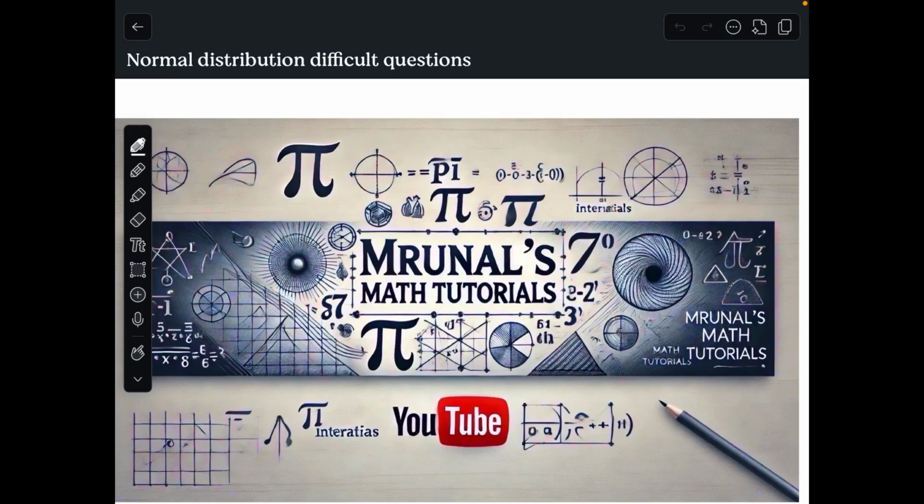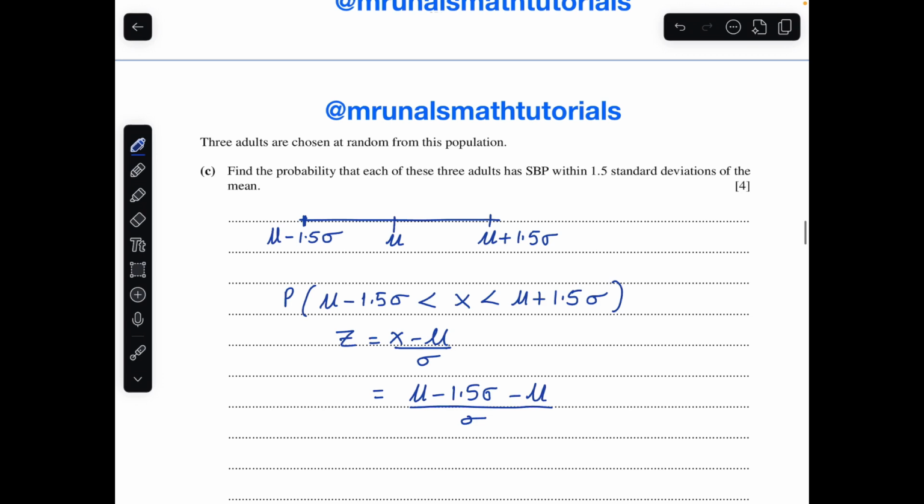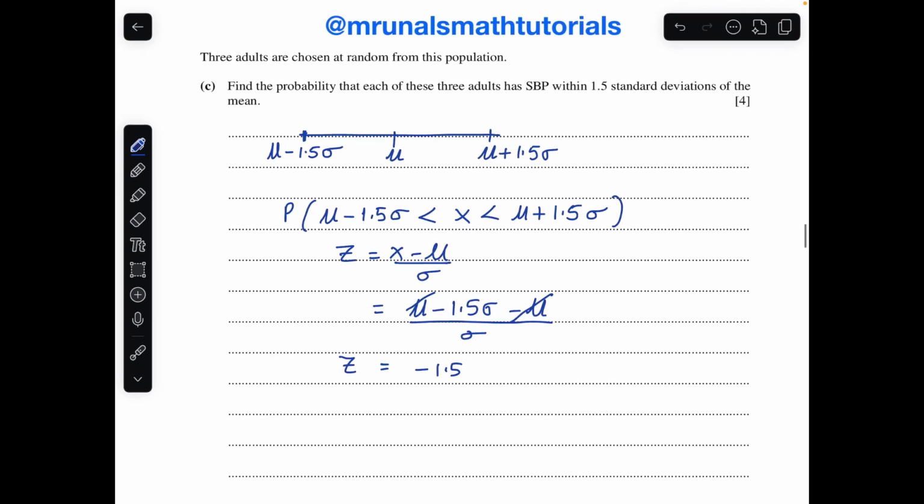So if you try to work out your z-score, your z-score is x minus mean over standard deviation. So it's going to be mean minus 1.5 sigma minus mean, over sigma. As you can see, it is going to be negative 1.5, or it is going to be positive 1.5, right?